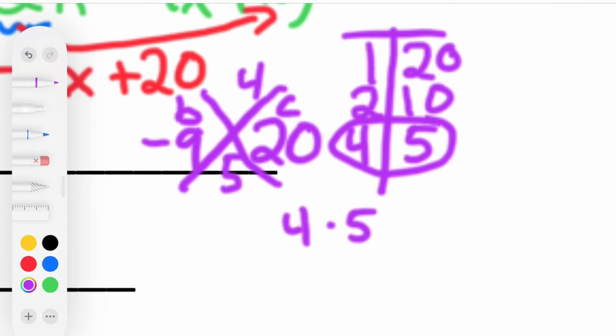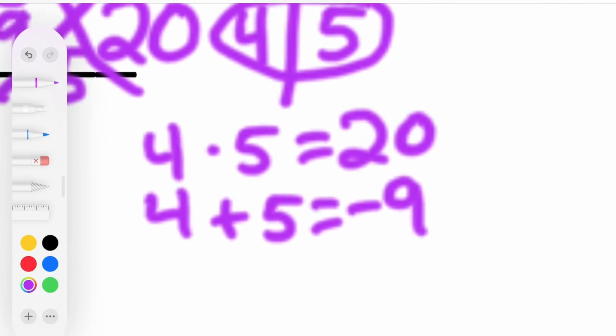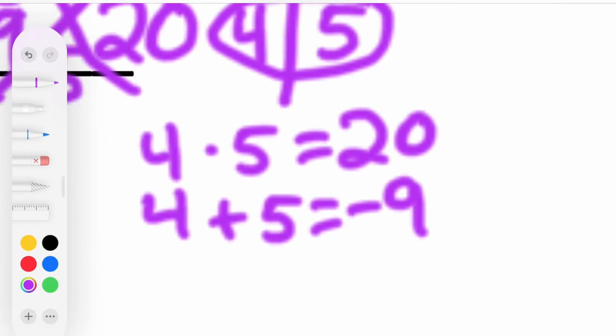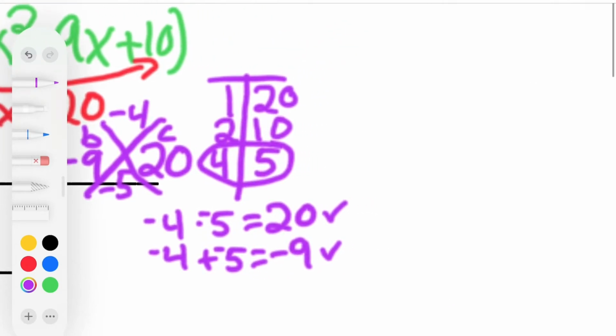So we want 4 times 5 to give us 20. Also 4 plus 5 to give us negative 9. So we want to make both statements true. Well, the 4 times 5 is 20, but 4 plus 5 is not negative 9. So can we make one or both of them negative to make this statement true? The answer is yes. Negative 4 plus negative 5 gives us negative 9. So if both of them are negative for the multiplication, it is also true. So negative 4 and negative 5 are our magic numbers.